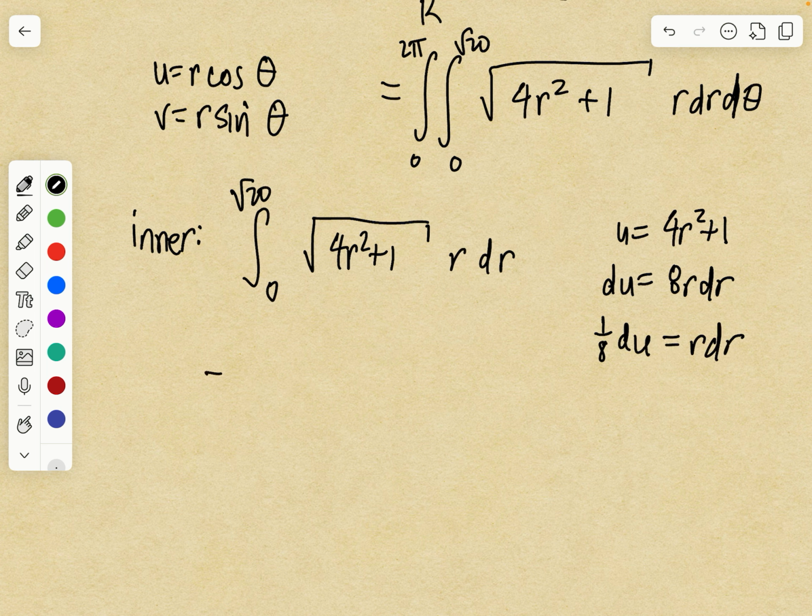And I have to change the bounds of integration. When I plug in 0 for r, what do I get for u? I get 1. What happens when I plug in the square root of 20? I get 81. So I have the integral from 1 to 81 of the square root of u times 1/8 du.